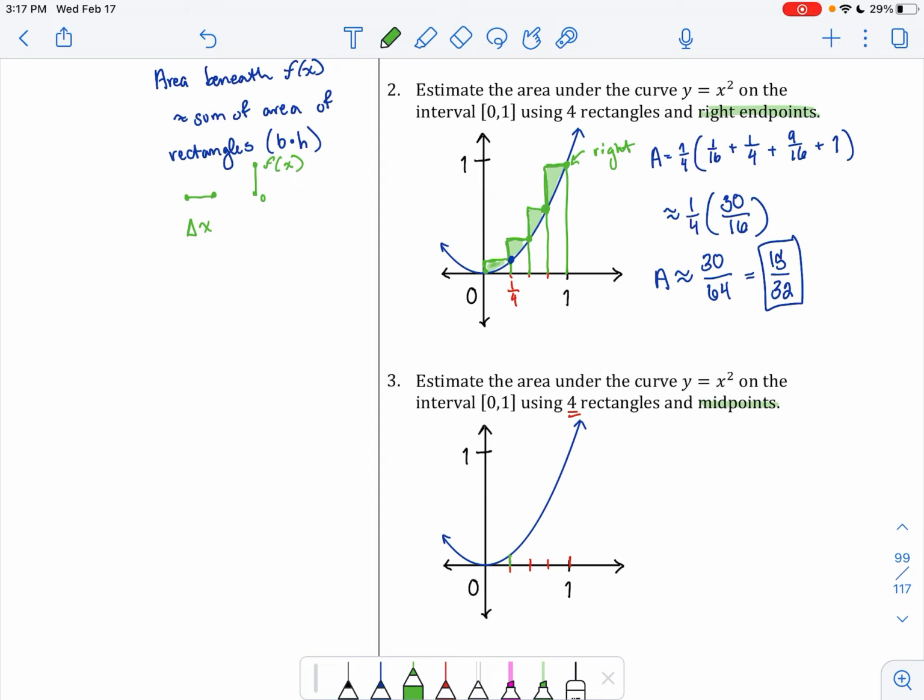And in this case, though, the height of the rectangle is determined by the midpoint. So in each of those, you're going to want to take the midpoint. So in this case, we're looking at these points here of each. So this is 1/8, 3/8, 5/8, and 7/8. And when we draw our rectangles out, we're going to use those midpoints as the height. So this one, you can see we're now cutting the difference between our overestimates and our underestimates.